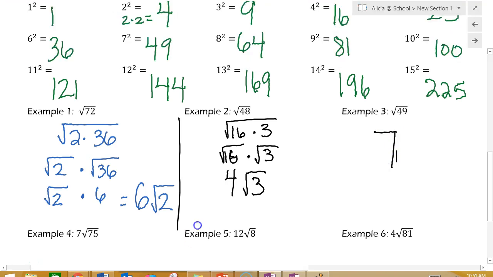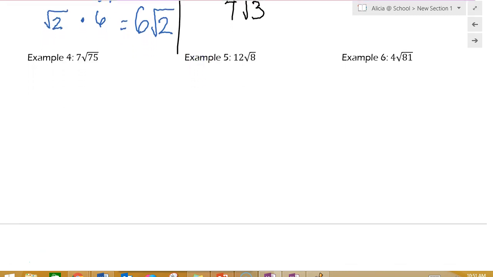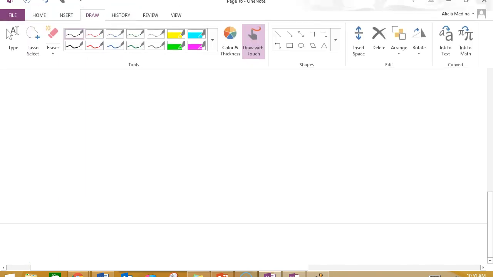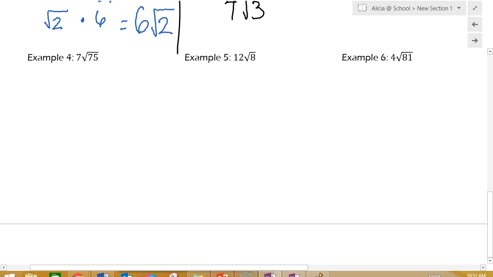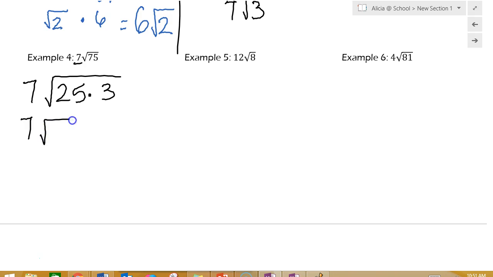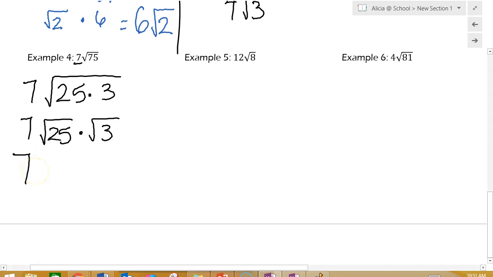Alright, moving down to my next example, example 4. Looking at this example, I have 7 times the square root of 75. So that coefficient of 7 right there, I'm just going to bring him down. And I'm going to try to break up the 75 into something that has a perfect square. So 25 times 3 multiplies to 75. I see that now I can use just the same property as above, the product property of square roots. Kind of break up that square root of 25 times the square root of 3. Square root of 25 simplifies to 5.